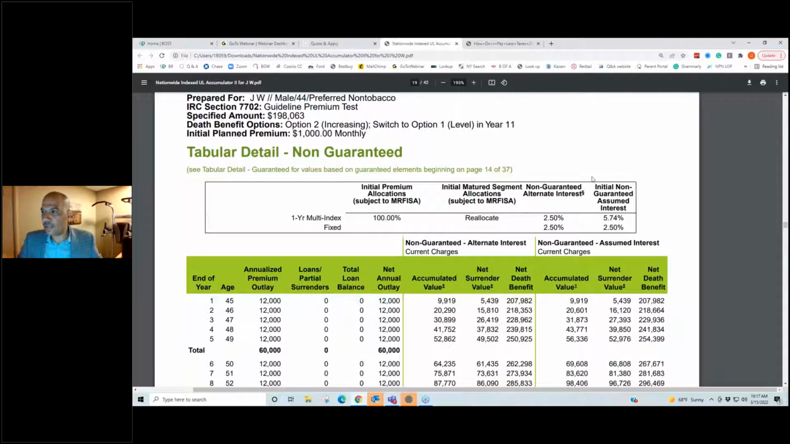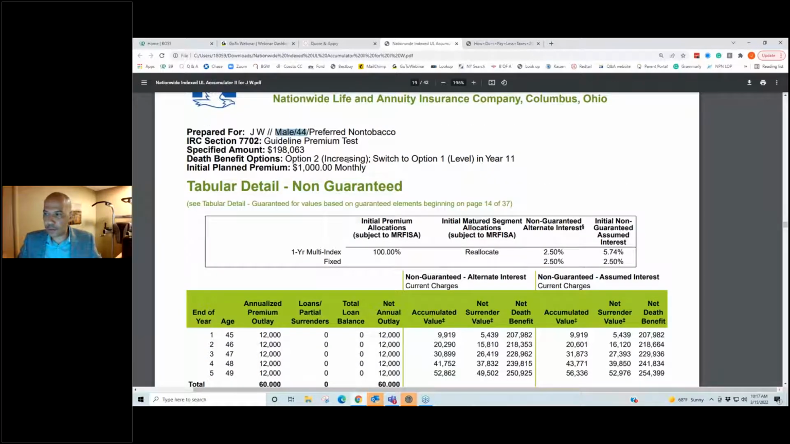There it is. So if you look here, we have a male 44, preferred non-tobacco, right? The lowest death benefit possible is that 198. That's the lowest we can go without a MEC in the policy. If we need to go back to what a MEC is, modified endowment contract. To take one step back, these contracts were so good in the past. Life insurance, 40, 50 years ago, you could buy a policy, dump in $1 million, take $1 million out, and would it be tax-free?